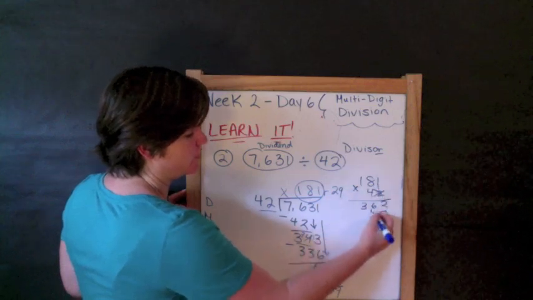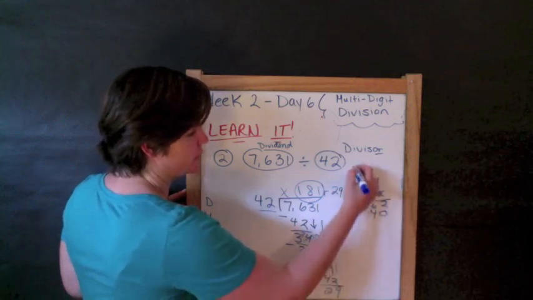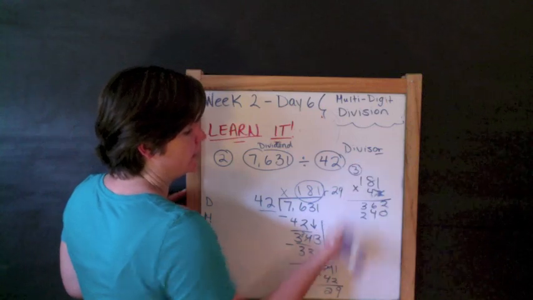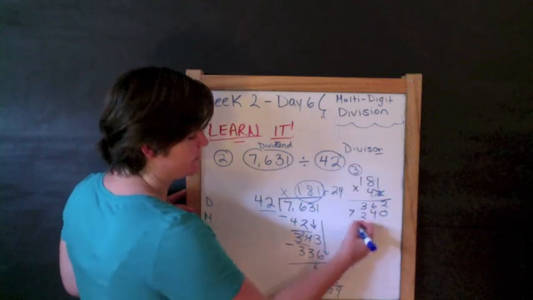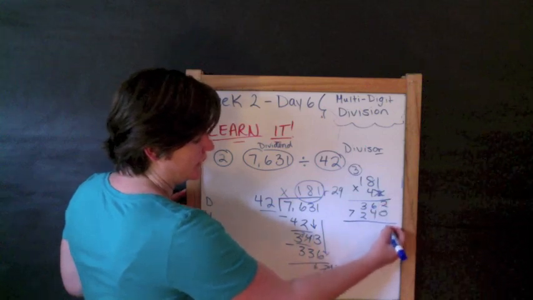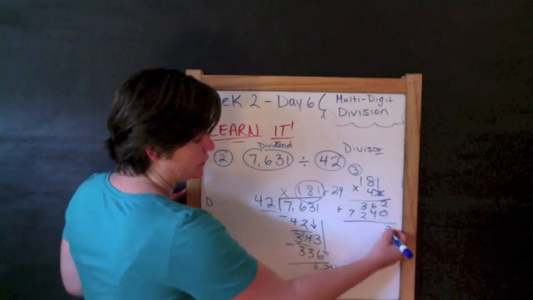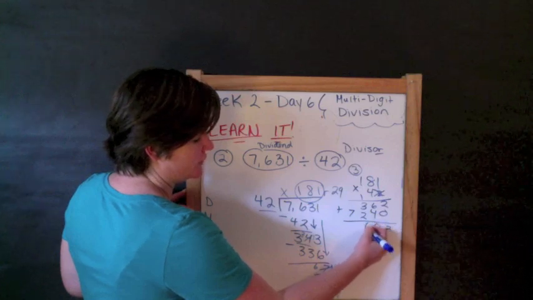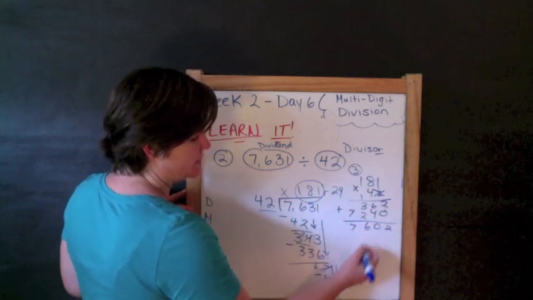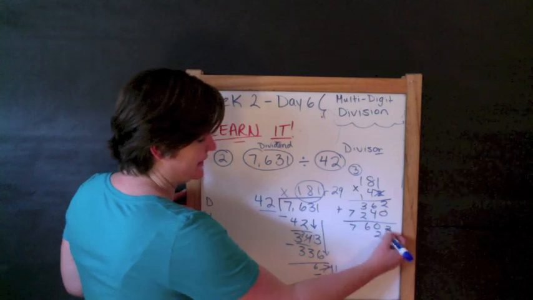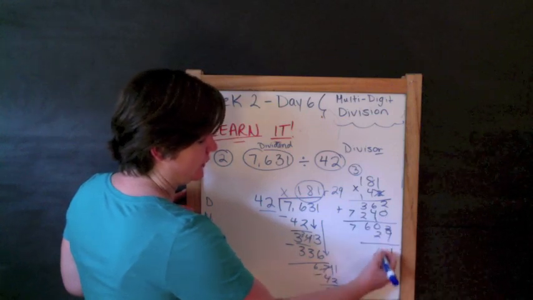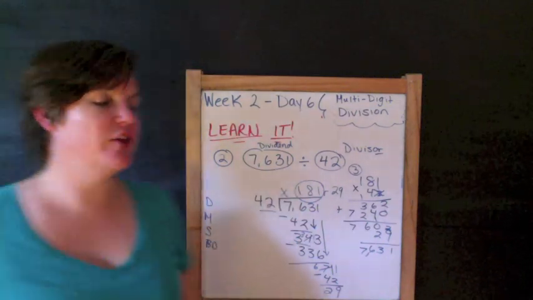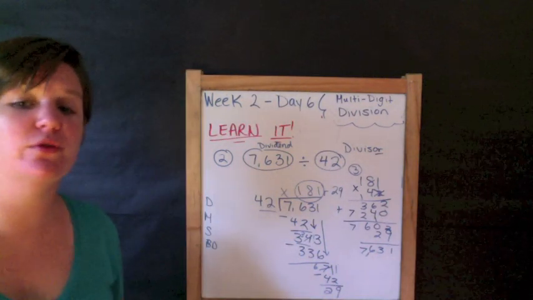4 times 1 is 4. 4 times 8 is 32. 4 times 1 is 4, plus 3 is 7. Whew! Add them. 2, 10. 1 plus 3 plus 2 is 6. Bring down my 7, and I add my 29, because that was my remainder. Oh my goodness, we were right. So 181 remainder 29 is the correct answer.